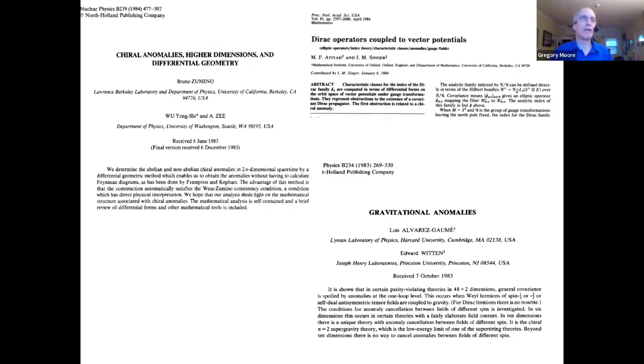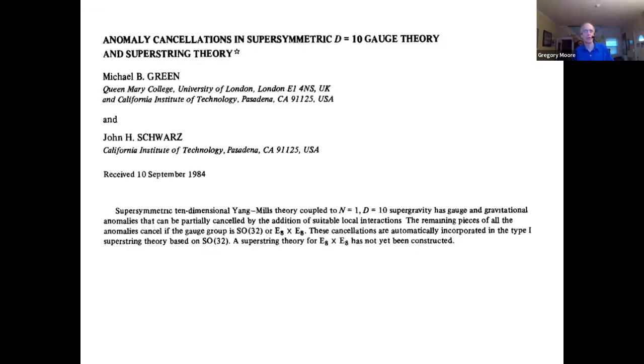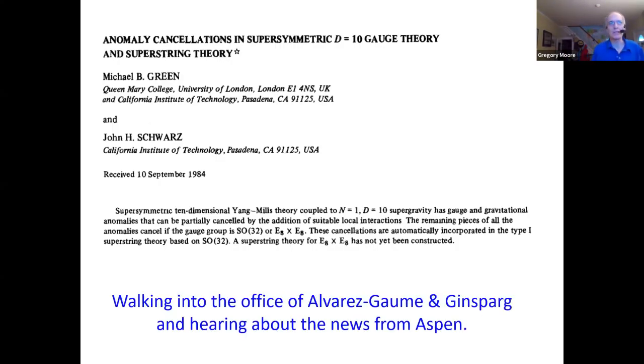and most importantly, the paper of Alvarez-Gaumé and Witten on gravitational anomalies, where they noted that in the type 1 superstring, you had in general anomalies, gauge anomalies, and the theory was inconsistent, which motivated Green and Schwarz to have a closer look. And they found, to their astonishment, that there were only two ways you could cancel the anomalies, with SO(32) or E8 cross E8 gauge group. One of those flashbulb moments I have is of walking into the office of two postdocs, Luis Alvarez-Gaumé and Paul Ginsparg at Harvard, and hearing about the news from Aspen.